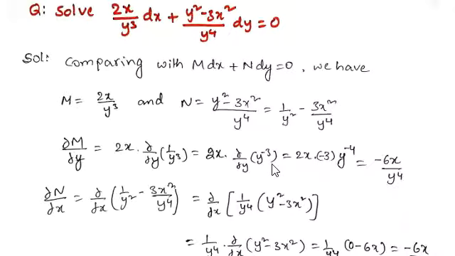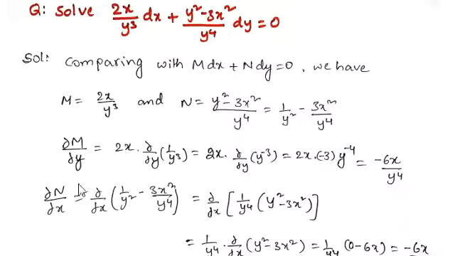We know the differentiation of x^n is n x^(n-1). In the same way, ∂/∂y of y^(-3) means -3 into y^(-3-1), that is y^(-4). So here you can write 2x into -3 y^(-4), which gives -6x/y^4. If it is y to the power of minus 4, then writing it in the denominator it is y to the power of 4.